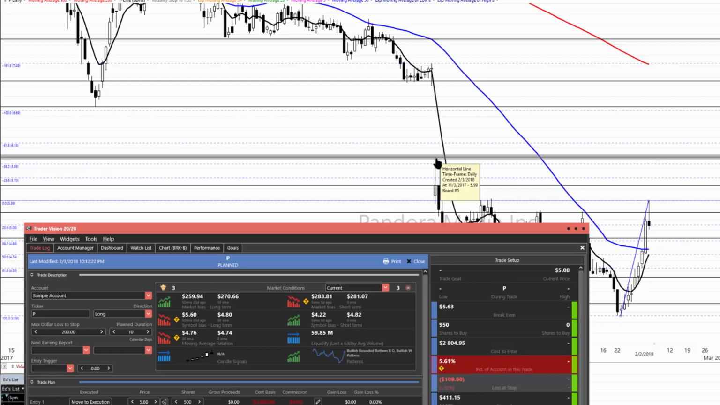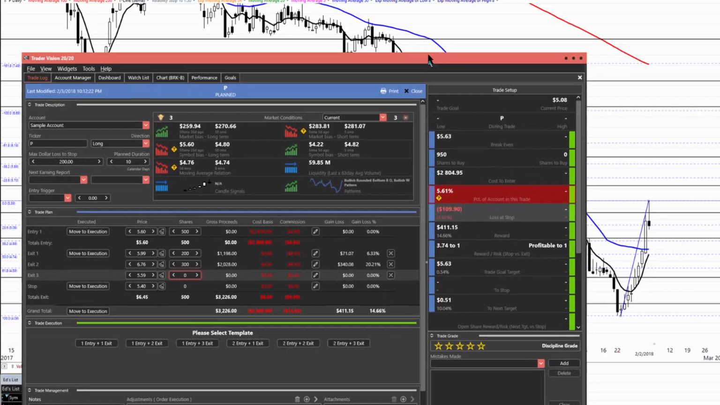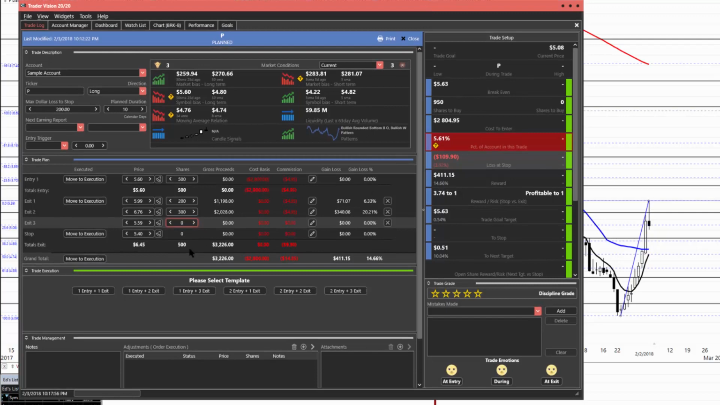Can we look past that? You might be able to justify not taking your profits there, or taking a smaller amount of profits there. So perhaps you take, actually, personally I'm going to stick with this plan. Overall that would be 411 bucks.